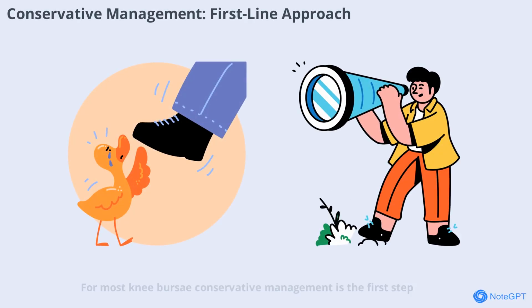For most knee bursae, conservative management is the first step. This includes rest, NSAIDs, ice, activity modification, and physical therapy. Addressing underlying biomechanical factors such as obesity or malalignment is crucial for long-term success. Patient education and ergonomic protection like knee pads help prevent recurrence. Conservative care is effective in the majority of cases.